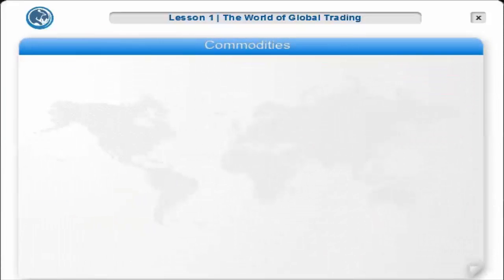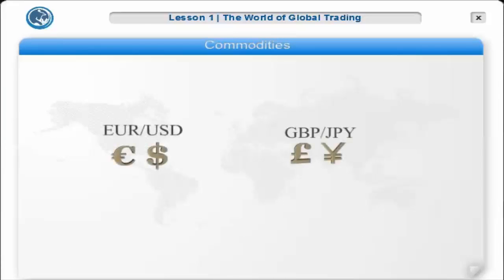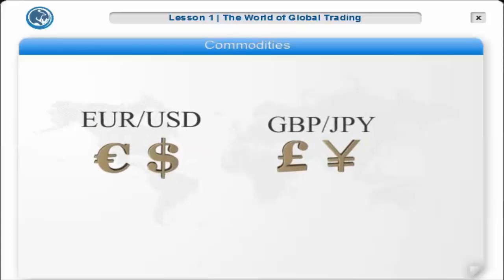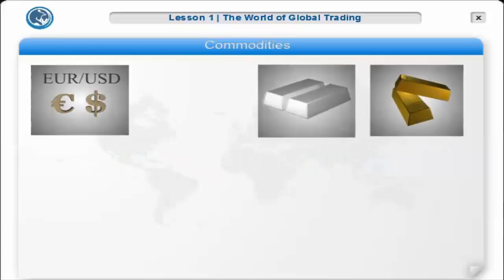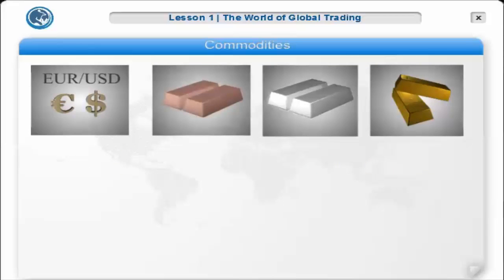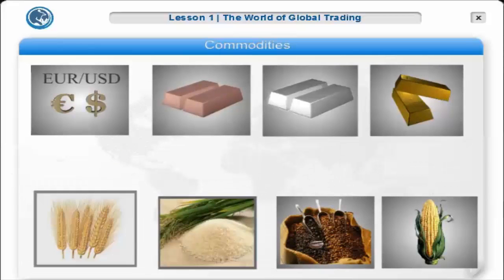Commodities. In today's market, not only currency pairs, but also commodities and raw materials are traded, including metals such as gold, silver, and iron, and agricultural products such as corn, coffee, rice, and wheat.